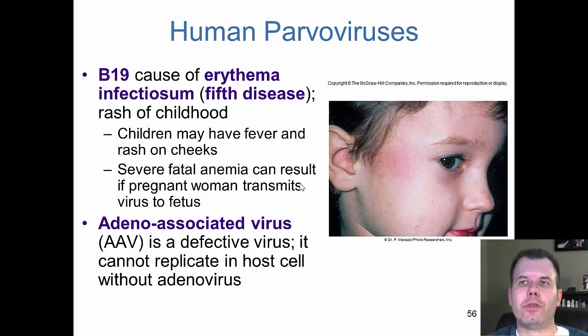There is an adeno-associated virus that is a defective virus that can't replicate without the adenovirus, which we do see sometimes, and it causes similar symptoms, but again, it's a very rare situation. Again, parvo is not very common in humans, but it does occur. Where you're going to see it mostly is in your dogs and cats.